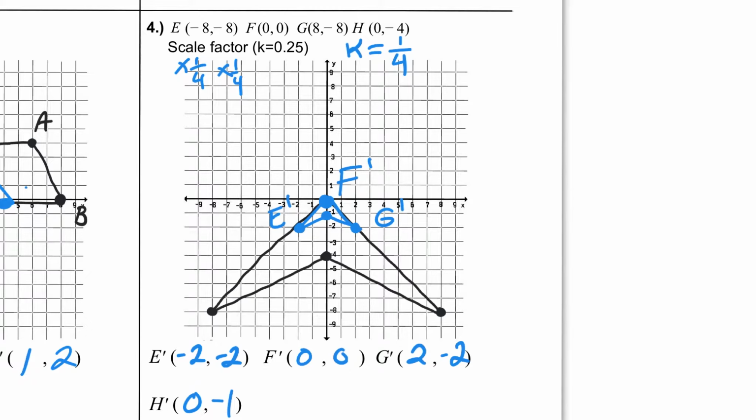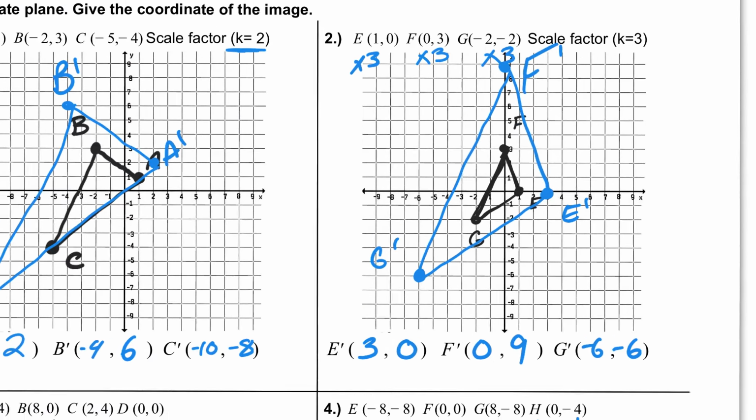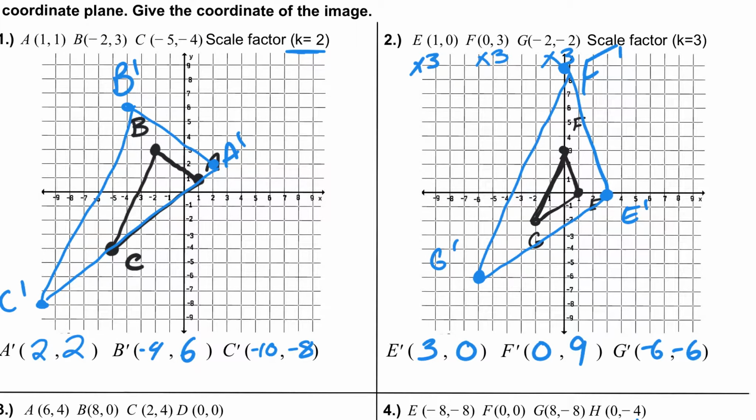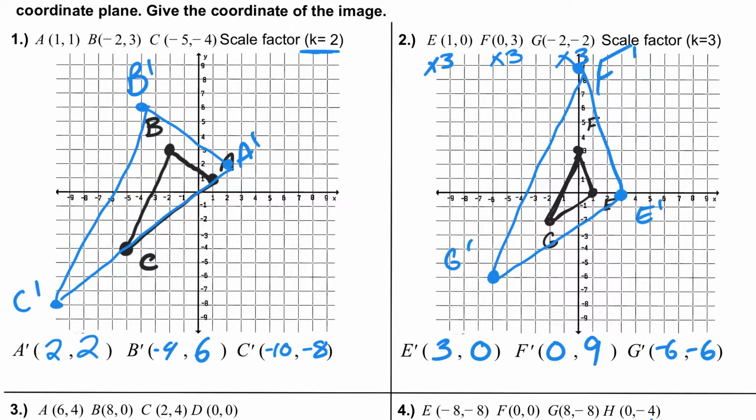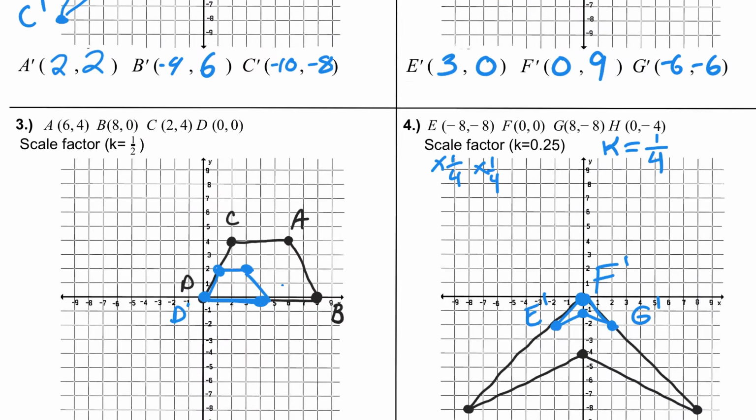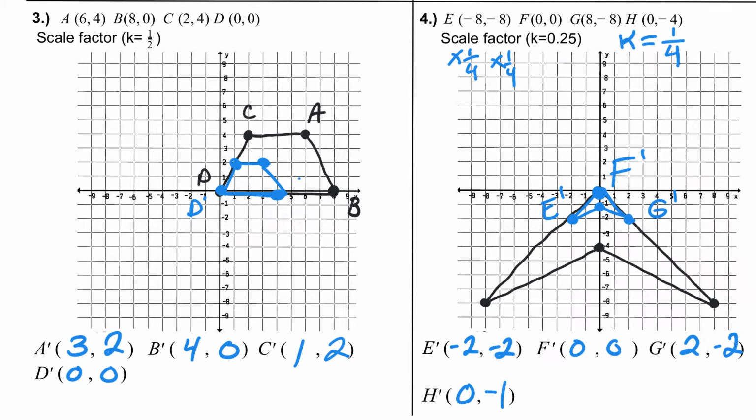So one thing that you should have noticed here is with regards to scale factor, if our scale factor is greater than 1, like in examples 1 and 2, our image gets larger than our original figure. Down here in examples 3 and 4, we had scale factors that were less than 1, right? We had a scale factor of 1/2 and a scale factor of 1/4. Whenever the scale factor is less than 1, that is going to make our image smaller. It's what we call a reduction. So our image gets smaller as compared to our original figure.